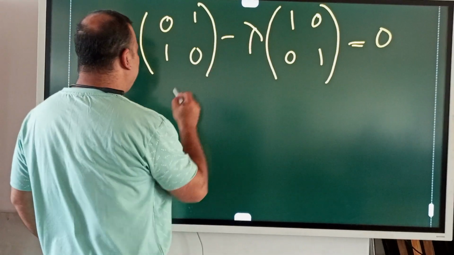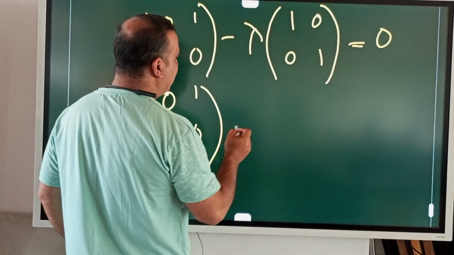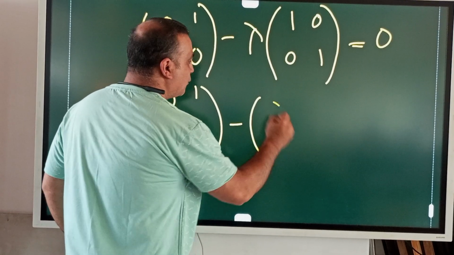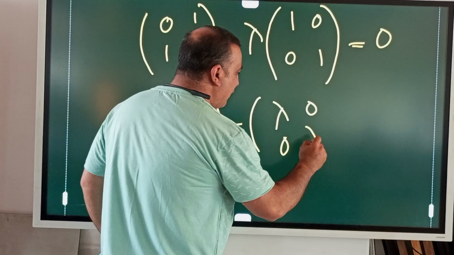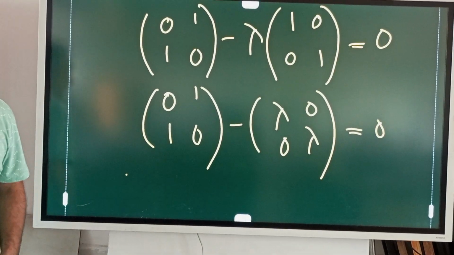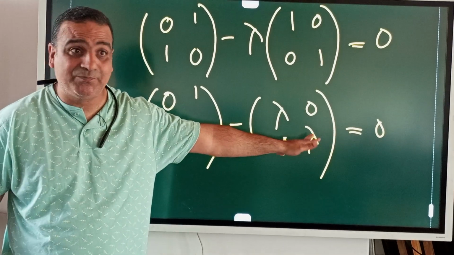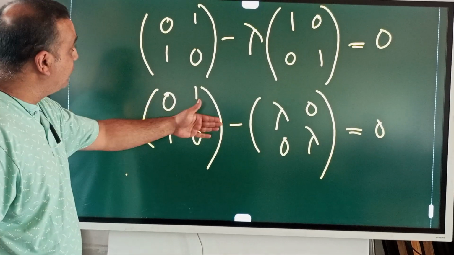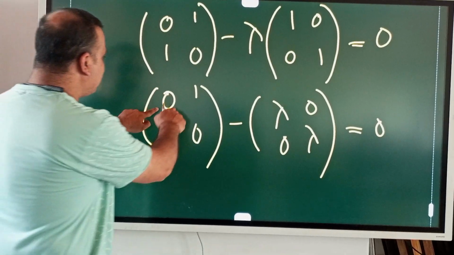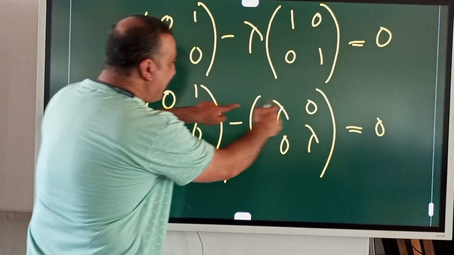You can take this lambda inside. This is 0, 1, 1, 0. This is minus lambda times the identity, so this will be lambda, 0, 0, lambda, equal to 0. Now I have to subtract the two matrices. Their order is the same, so I can subtract them. This leads us to 0 minus lambda, which is minus lambda, and 1 minus 0.